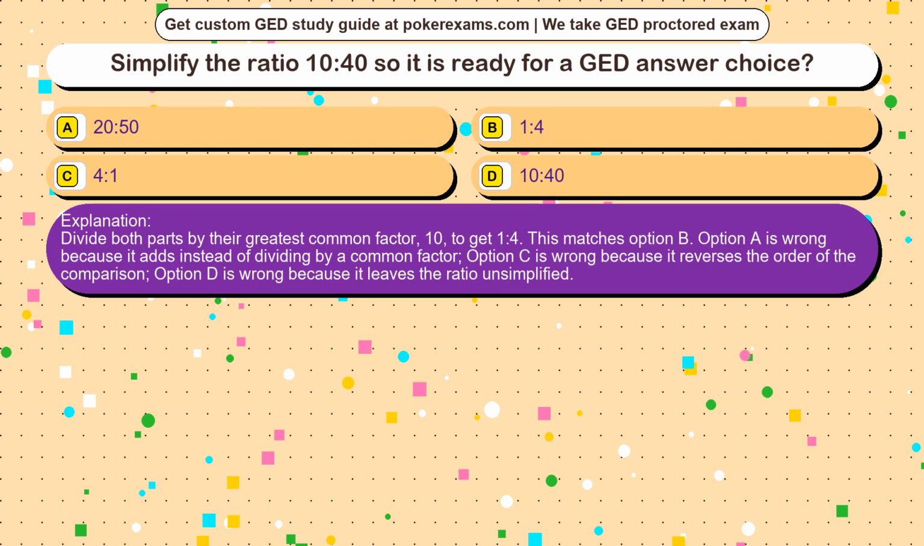This matches option B. Option A is wrong because it adds instead of dividing by a common factor. Option C is wrong because it reverses the order of the comparison. Option D is wrong because it leaves the ratio unsimplified.